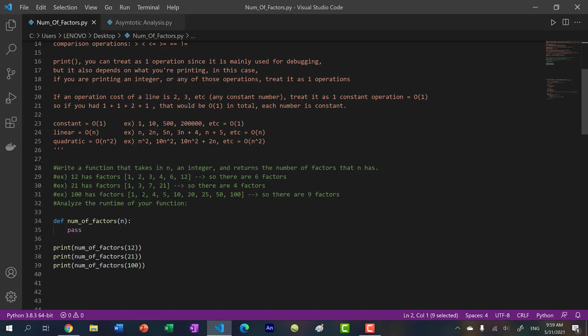Okay, so quickly take a minute or two to write up a quick solution. And then afterwards, we're going to analyze the runtime of our solution and then see if we can come up with a better solution, a much more efficient solution.